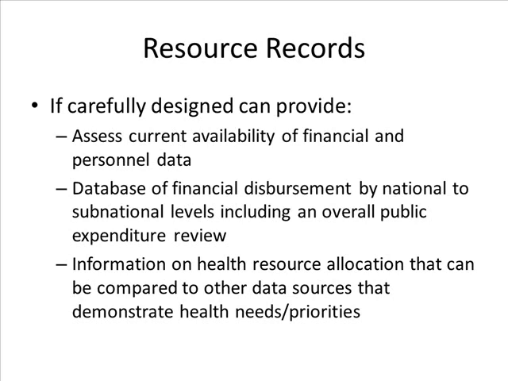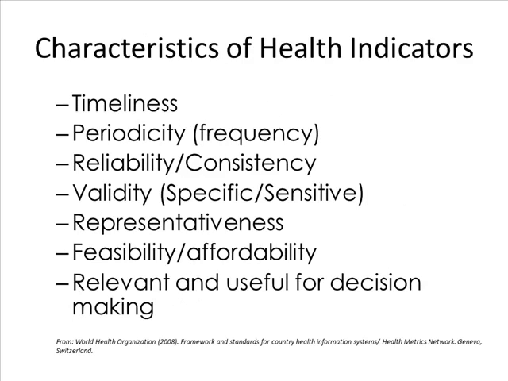Slide 18. Resource records assess current availability of financial and personnel data. If carefully designed, they can provide a database of financial disbursement from national to subnational levels, including an overall public expenditure review, and information on health resource allocation that can be compared to other data sources that demonstrate health needs or priorities. Slide 19. In the last session, we talked about characteristics of health indicators.